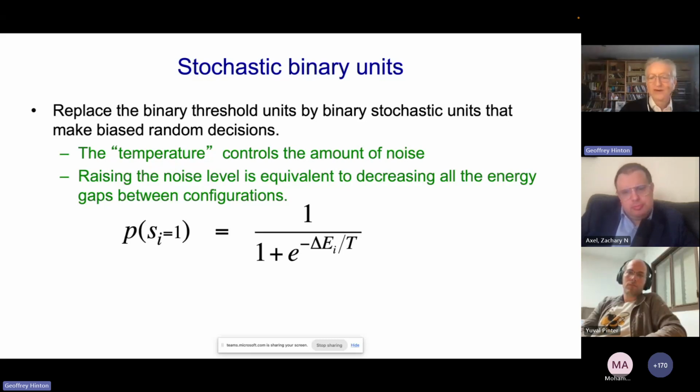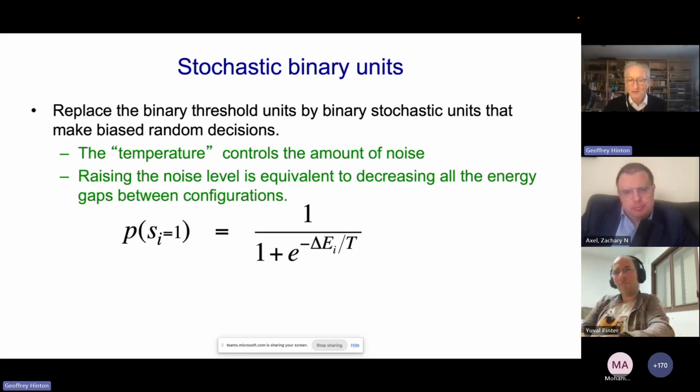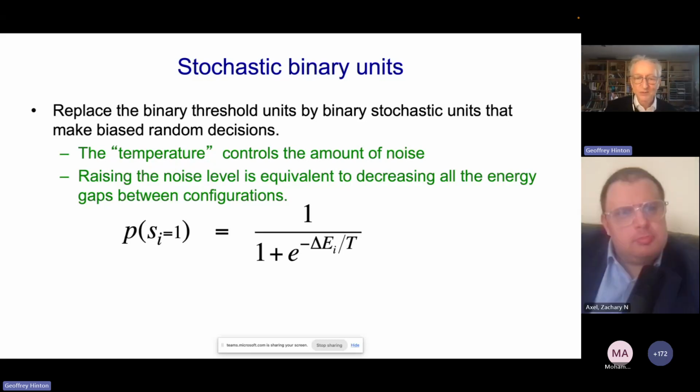Did I get it wrong? Yeah, if delta E is negative, with the minus sign on the delta E, we get a positive. We get e to the plus infinity, so we get 1 over 1 plus e to the infinity, which is 0. So the probability of turning it on will be 0. That's the Hopfield decision rule. It's just this stochastic decision rule at a temperature of 0. And obviously, if you know any physics, the question is what happens when you have a temperature that's not 0? And then you get simulated annealing.